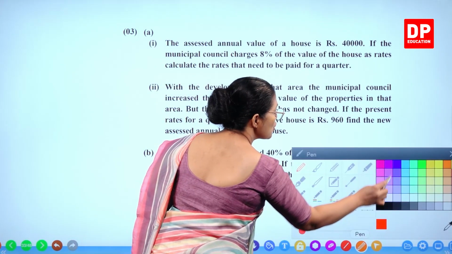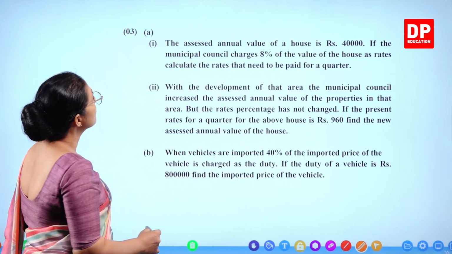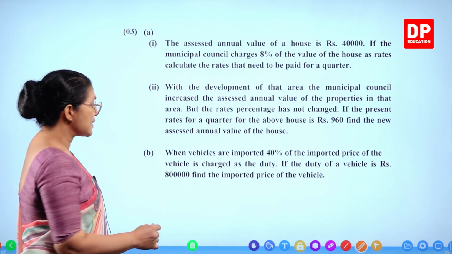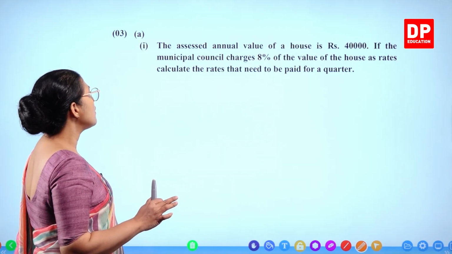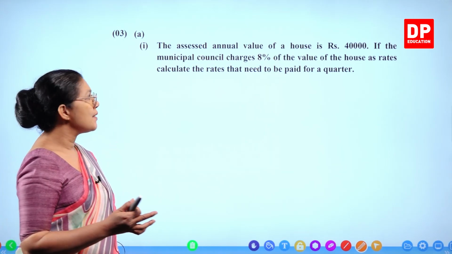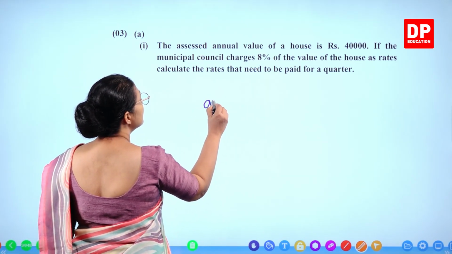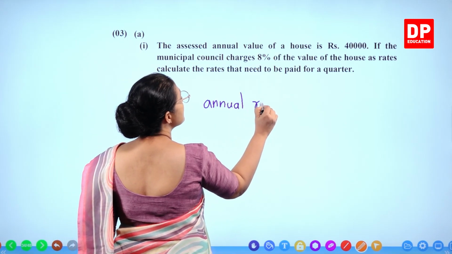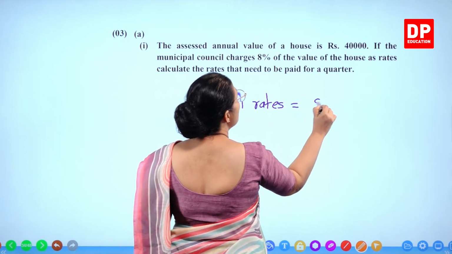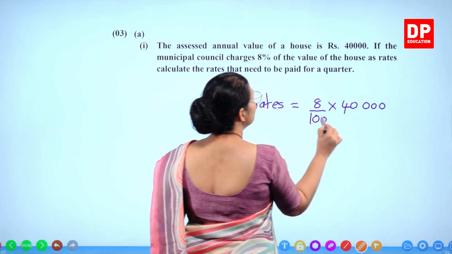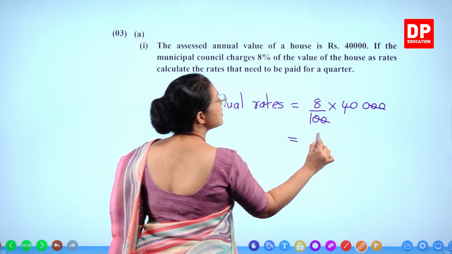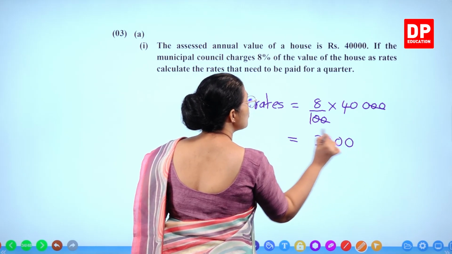Let's do third question. This is about percentages. The assessed annual value of a house is 40,000 rupees. If the municipal council charges 8% of the value of the house as rates, calculate the rates that need to be paid for a quarter. So what is the annual rates? Annual rates is 8% of 40,000. So 2 zeros get cancelled out. 8 times 4, 32. 3,200 rupees.